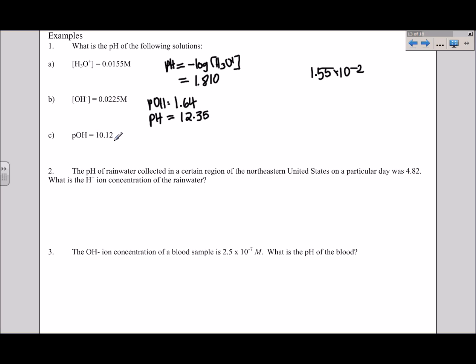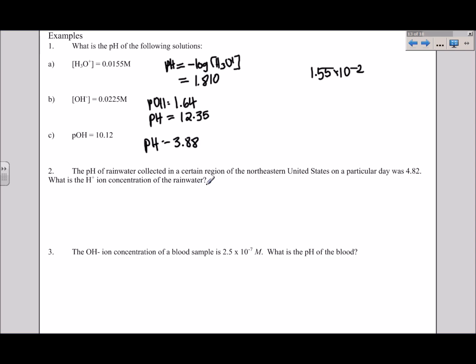In this last example, we're given the pOH, so we simply report the pH by subtracting the 10.12 from 14, and we're left with 3.88. And as you know, when you subtract 2 numbers, you follow the decimal place rule. So this is reported to the appropriate number of significant digits.